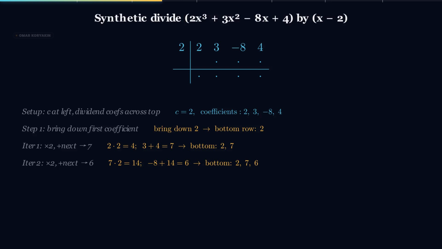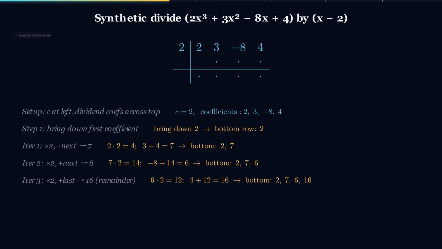Multiply 7 times 2 equals 14. Write 14 in the middle row under the next coefficient negative 8. Add negative 8 plus 14 equals 6. Write 6 in the bottom row. Bottom row so far: 2, 7, 6. Step 5. Third multiply and add.